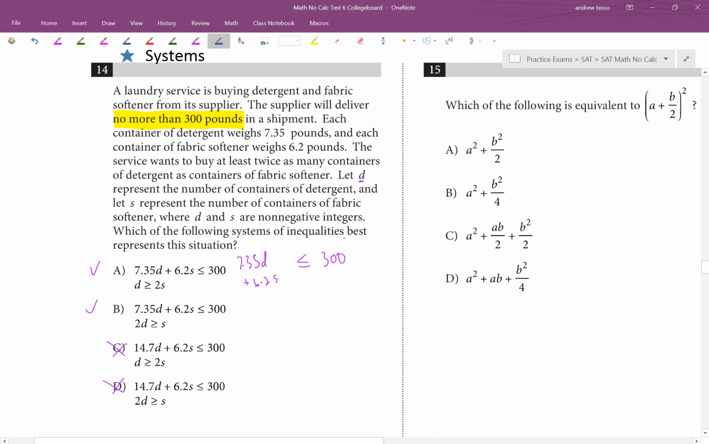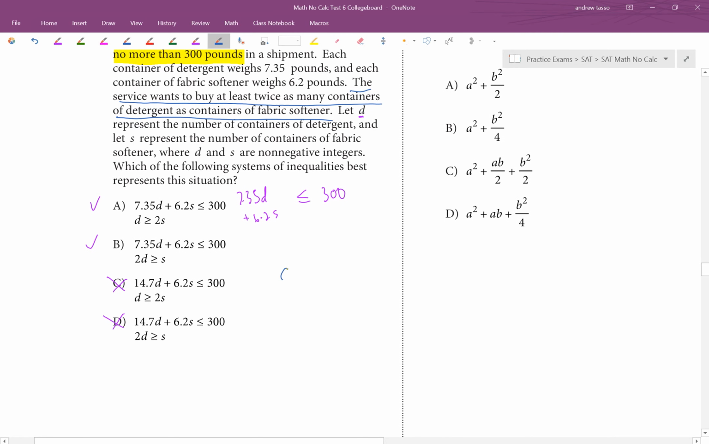So where's the other restriction? Let's see. So here, the service wants to buy at least twice as many containers of detergent as fabric softener. So when I compare the detergent with the fabric softener, I want one to be twice the other, at least. So the question is, do I put the two here or do I put it here, right? So the way to do it is to find out which one would be more. So let's see, do we have more detergent or more fabric softener?